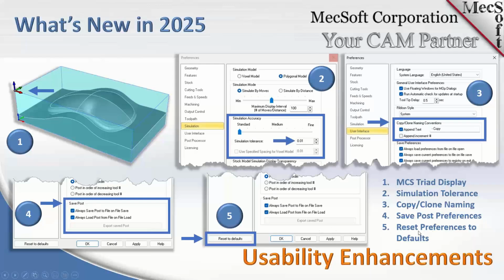Number 5, reset preferences. This is very handy if you've made some adjustments in your CAM preferences. There's a lot of tabs here that you can adjust, as you see them up here. And now things are not quite going the way you want them as far as the default operation of the CAM module itself. Now you can back up and say, reset to my defaults. So it'll reset it to the factory defaults that we used when you installed the product. It's very helpful for you to use this if you need to. Okay, so let's see. I think I have another slide for usability.